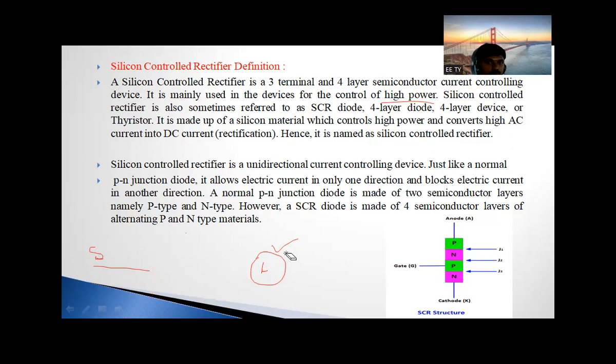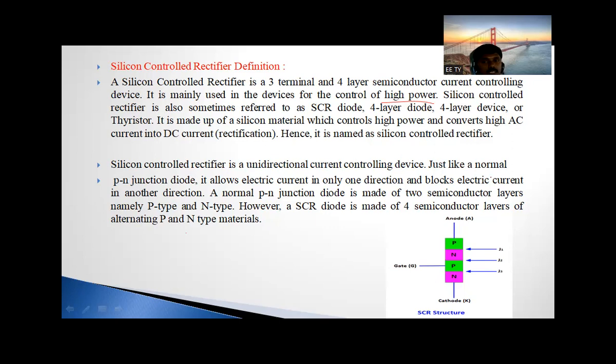Next one. It is made up of silicon material which controls the high power and converts AC to DC. This point we have already discussed in the morning session. Silicon control rectifier is a unidirectional current controlling device. This we have also discussed, unidirectional like bidirectional.